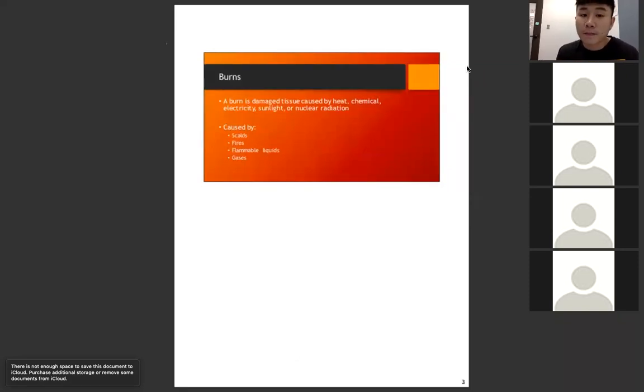First, a burn is damaged tissue caused by heat, chemical, electricity, sunlight, or nuclear radiation. The most important three that we would cover and really focus on today are heat, chemical, and electricity. Usually burns can be caused by scalds, fires, flammable liquids or gases, and even, like I said earlier, electricity and chemical as well.